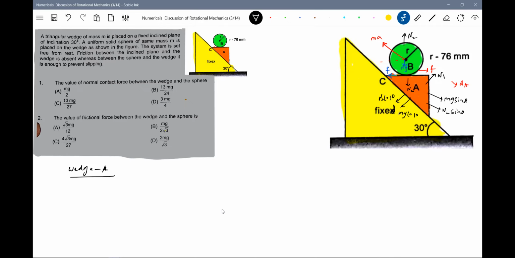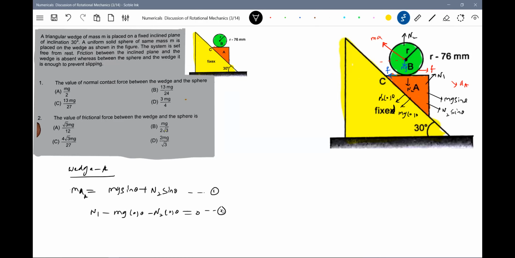So here the forces along the incline: MA, acceleration, should be equal to mg sine theta plus N2 sine theta. Keep it here. So many unknowns are there. Then here N1 minus mg cos theta minus N2 cos theta equal to 0. This is equation 1, equation 2.